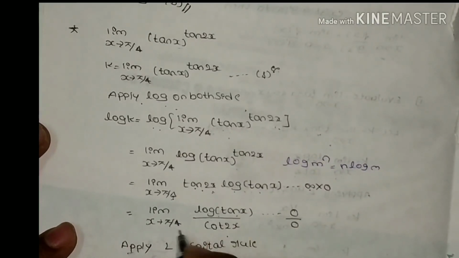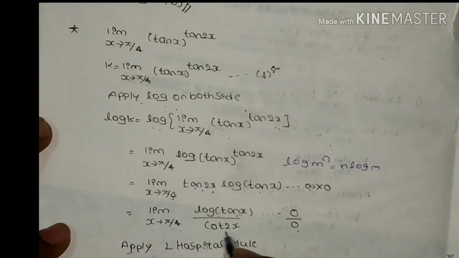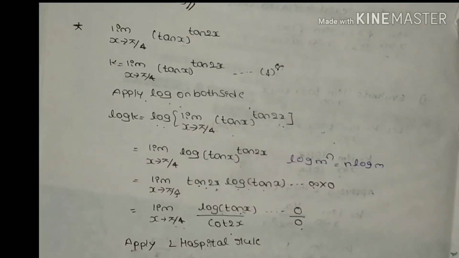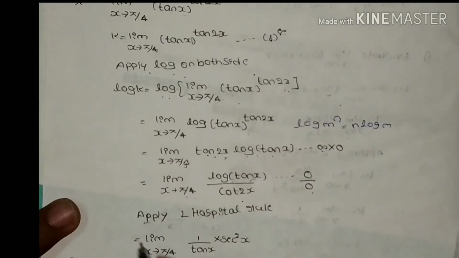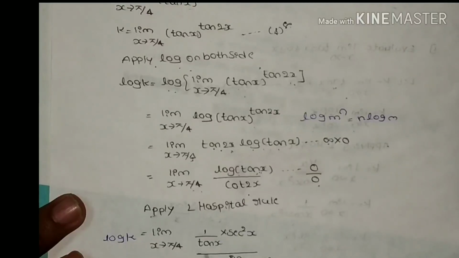Now put the value of x, that is pi by 4. Tan pi by 4 is 1, and log 1 is 0. And cot pi by 2 is also 0. So here it is reduced to 0 by 0 form. Then apply L'Hospital rule. That is, log k is equal to limit x tends to pi by 4.